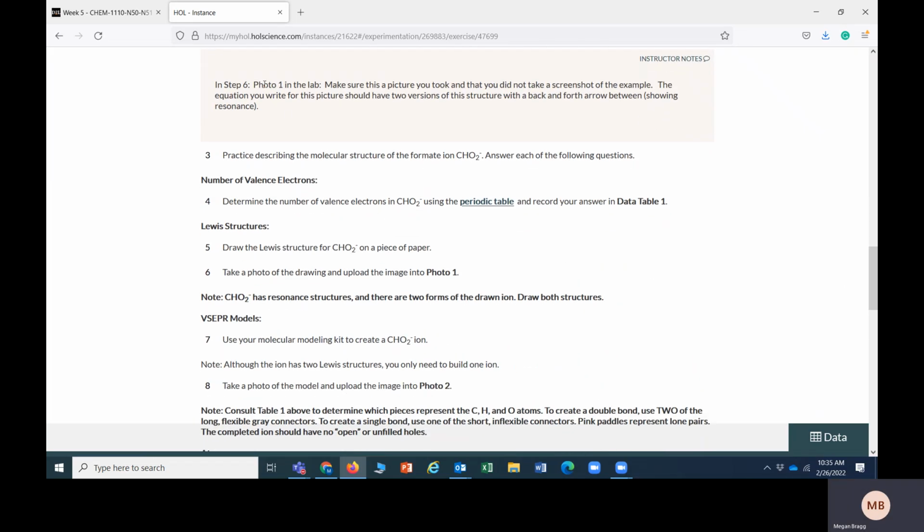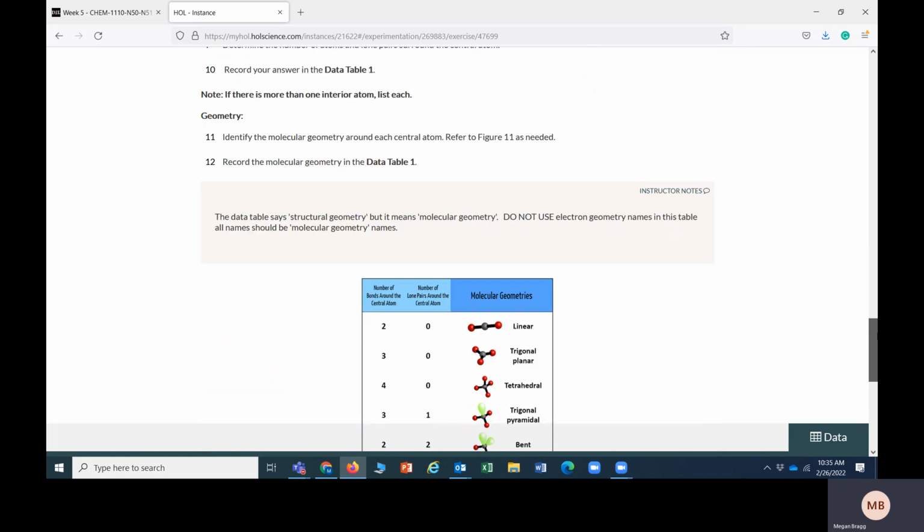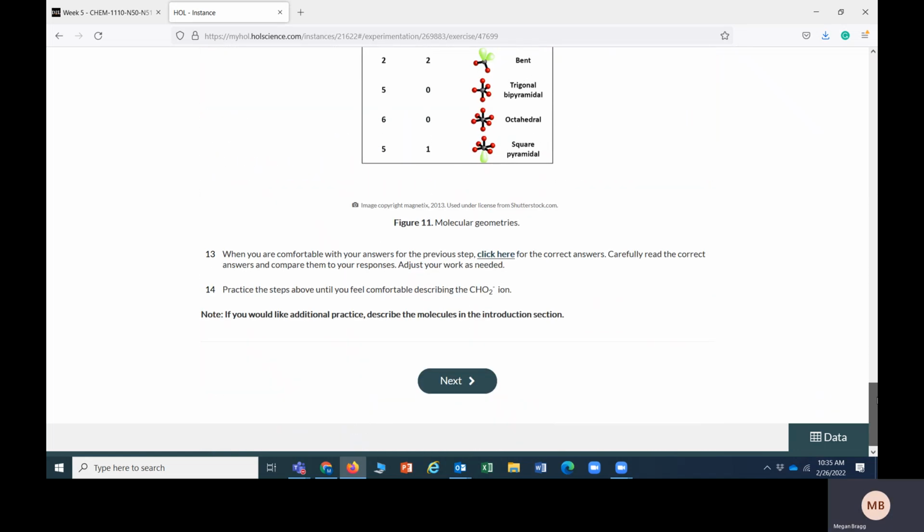All right, so in step 6, make sure that you take your own picture. There's going to be a screenshot in the example. Make sure you have your own picture, or it used to be in this example. Maybe it isn't in this example right now.